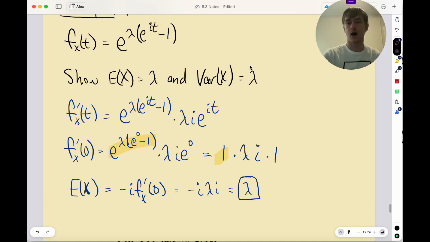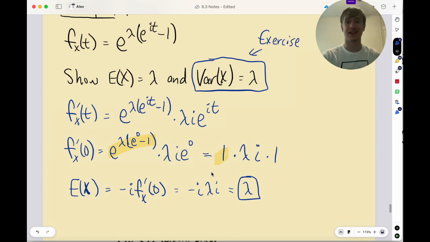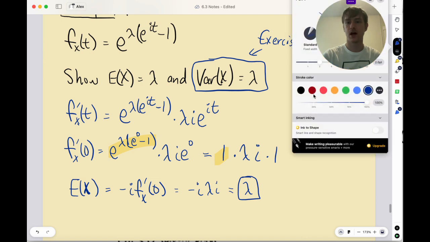Okay. Now, as far as the variance goes, I'm going to leave that to you as an exercise. You already know what the expected value of x is. We just kind of showed that, so please go ahead and use that, and you just have to find the expected value of x squared, okay? Which is going to end up being, I believe, lambda squared plus lambda. So that's what you have to show when all is said and done. Okay? So let's look at one more example.